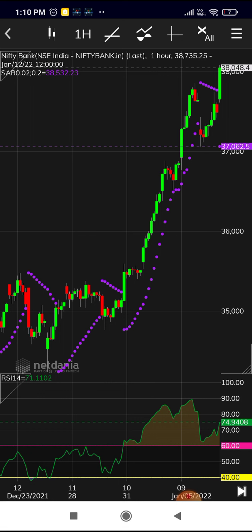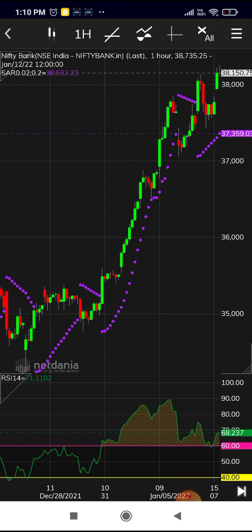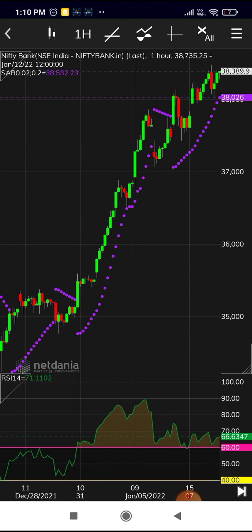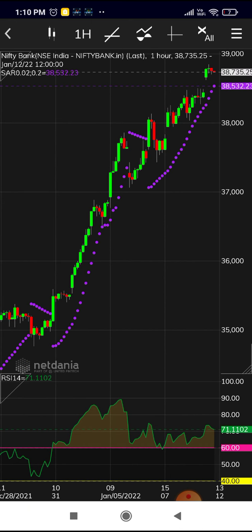The dot is below the candle, and the RSI value is more than 60. So let's see what happens further. As I scroll further, the dots are moving. Prices come down a little bit, but again started going up. Right now, at the moment, the price is 38,735.